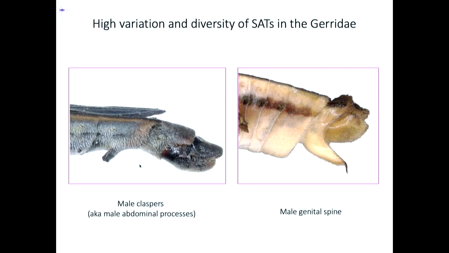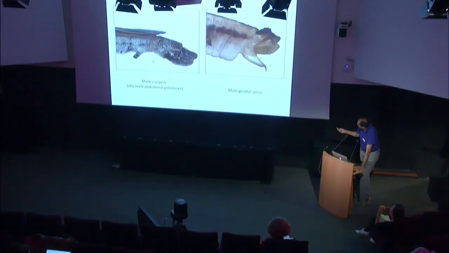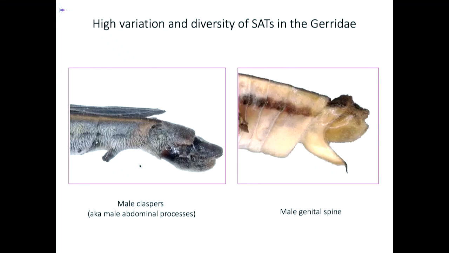There's another species where, for example, the genital segment has been changed to have this really large spine, which actually has a role in opening the genitalia of the female when the female is trying to escape.